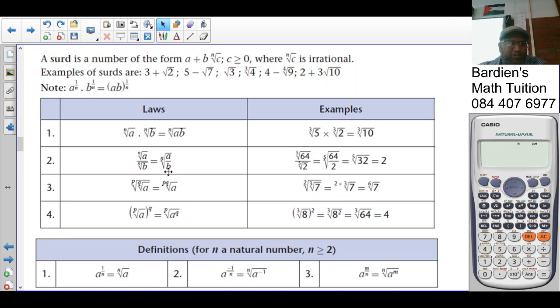Number 2, the nth root of a over the nth root of b can be written as the nth root of a over b. The example is the fifth root of 64 divided by the fifth root of 2 can be written as the fifth root of 64 over 2. 64 divided by 2 is 32, and the fifth root of 32 is 2. 32 can be written as 2 to the power of 5.